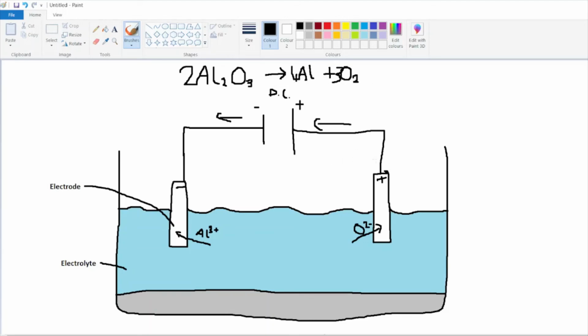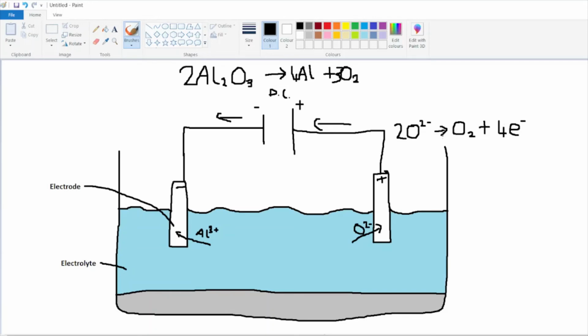Now, if you're higher tier, I'd like you to have a go at writing the half equations for what happens at each electrode, oxidation or reduction. So oxygen at the anode is oxidized. Oxygen is oxidized. That's quite weird to get your head around, but obviously at higher tier we need to know that oxidation is about electrons, not oxygen in reality.